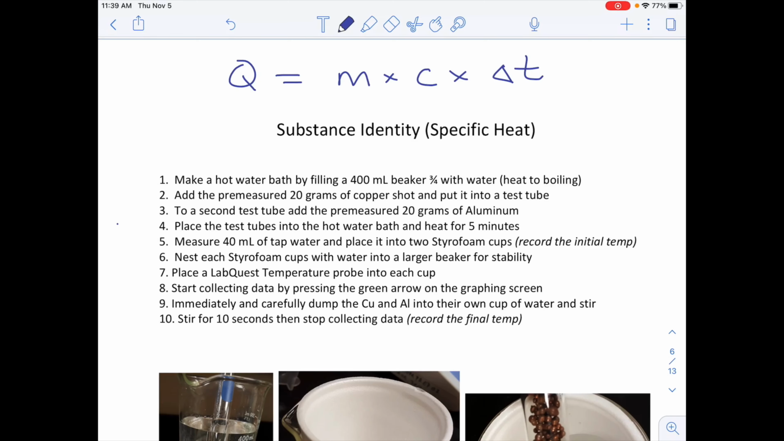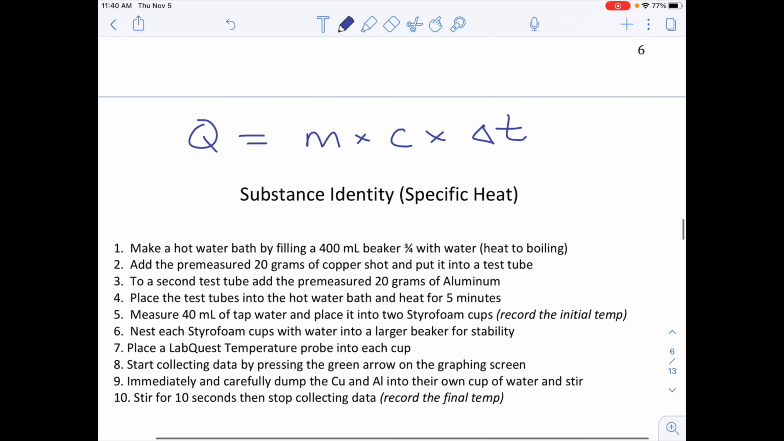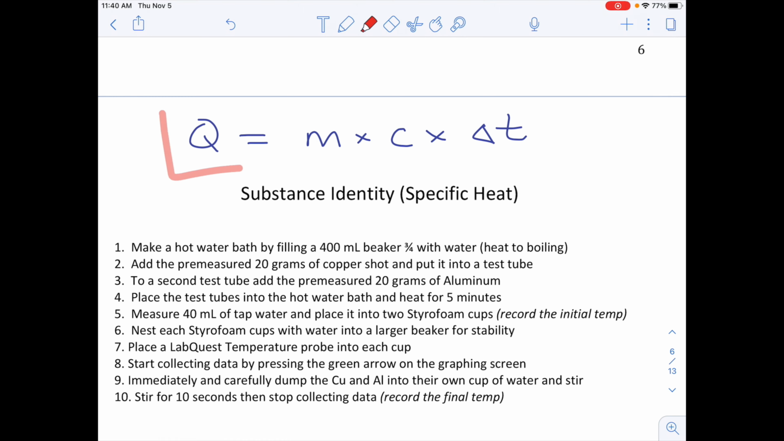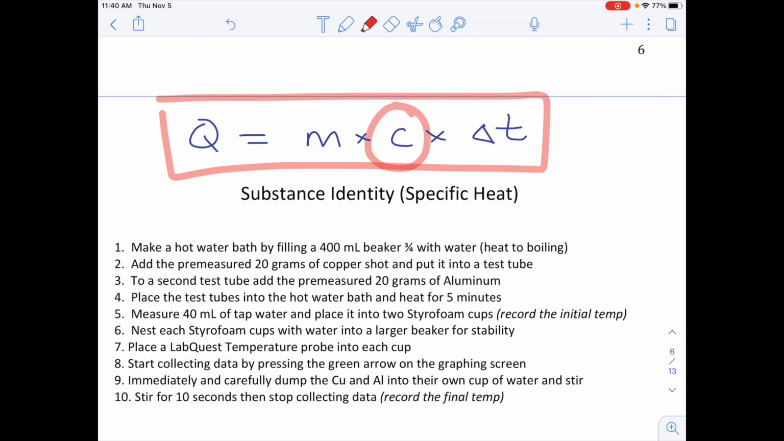Okay, welcome everybody. Today we are looking at the substance identity or specific heat lab. This is the equation that we are going to be and have been dealing with for a while now. Heat equals mass times specific heat times change in temperature. This is what we are looking at today. Okay, we're looking at the C.